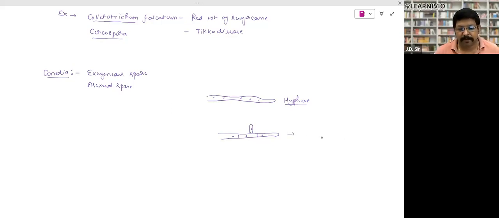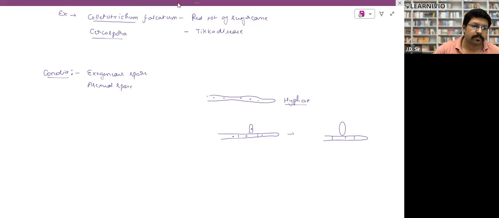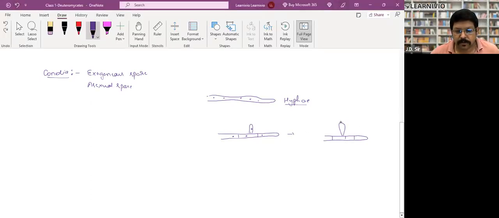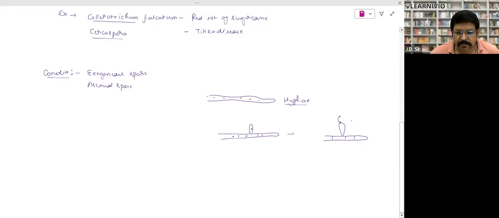In the next stage, what will happen? This hypha will become larger. Above this hypha, some spherical cells will get separated, right? And it will have a nucleus, right? So this part which is bearing this spore is called conidia. This is called conidia, right?